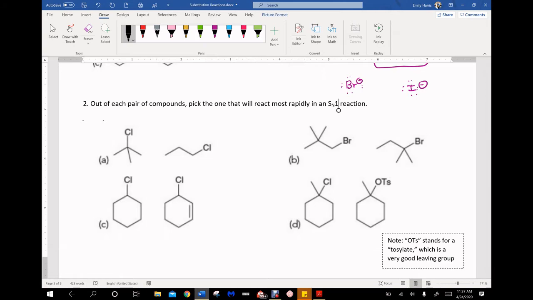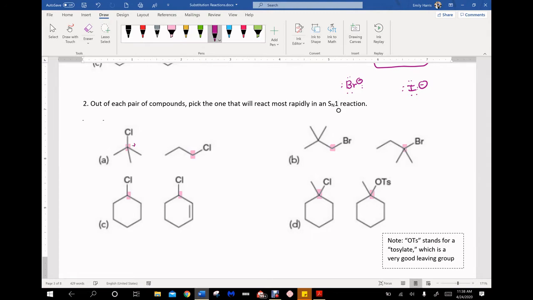Okay, so now we're thinking about the one that will react most rapidly in an SN1 reaction. Now again, the SN1 reaction takes more than one step, and the big key factor is forming the carbocation as an intermediate in the middle of the reaction. So the one in this case that's going to react most rapidly is whichever one will generate the more stable carbocation. And again, the carbocation will be generated on whichever carbon is directly attached to the leaving group.